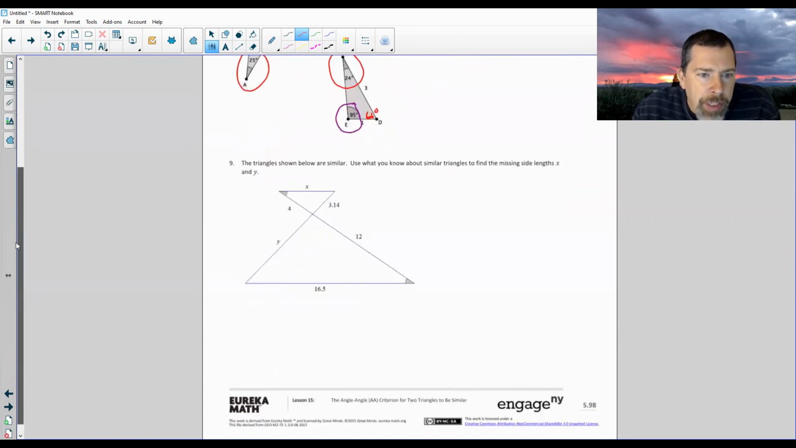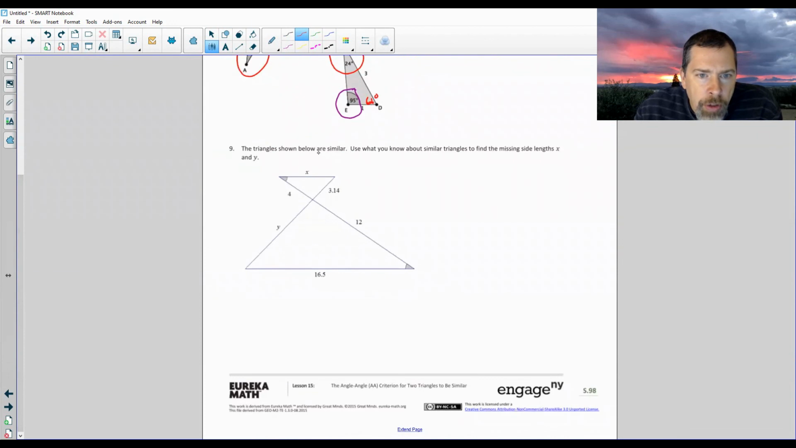Okay, number 9. The triangles shown below are similar. They're telling us they are similar. Use what you know about similar triangles to find the missing side lengths X and Y. First thing I'm going to do is label this vertex A. Then I will label this gray marked angle B. So this will be B prime.